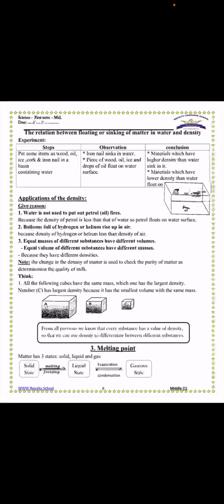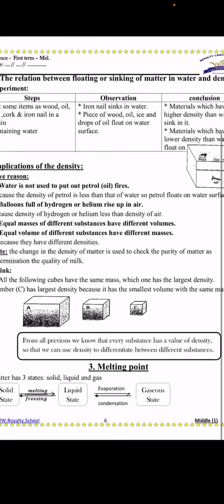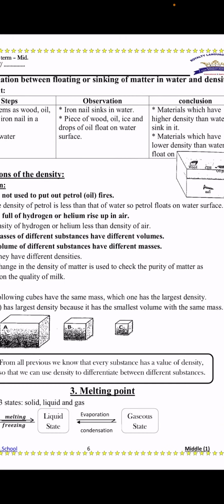All the following cubes have the same mass. Which one has the largest density? The one that has the largest density is C. Why? Because it has the smallest volume with the same mass. The smallest volume means large density.